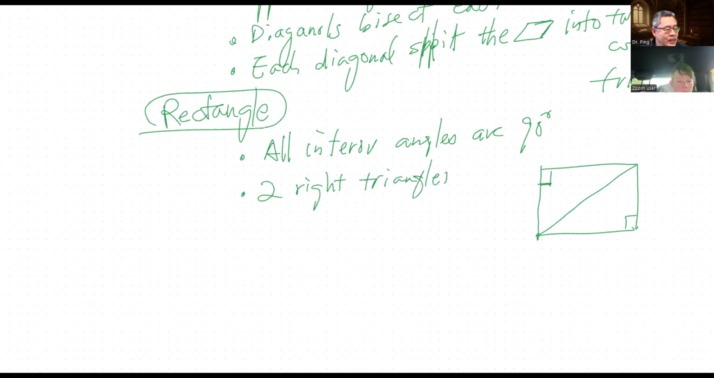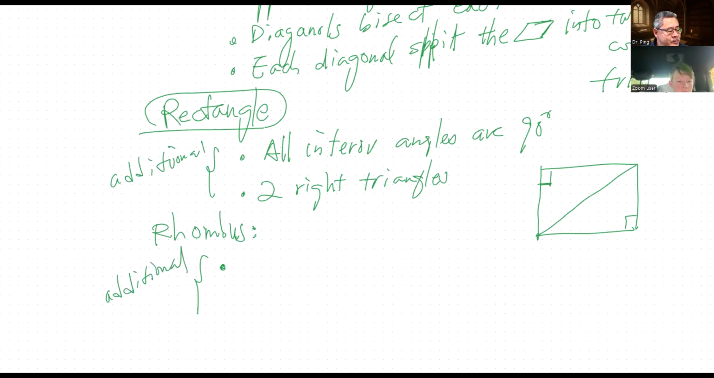Okay. And then we look at the rhombus. Well, because a rhombus is a special parallelogram, it has all the properties of a parallelogram, and then we have additional properties. This is additional. And same thing here. This is additional.